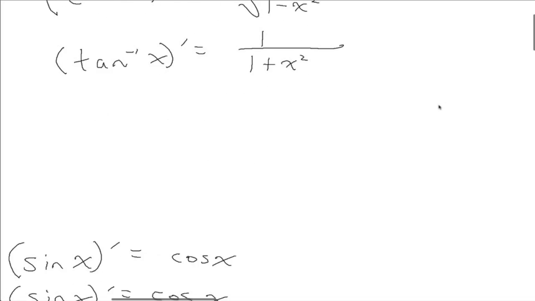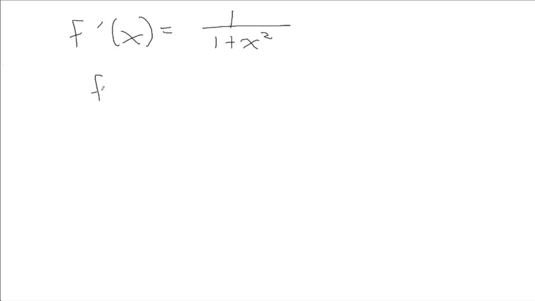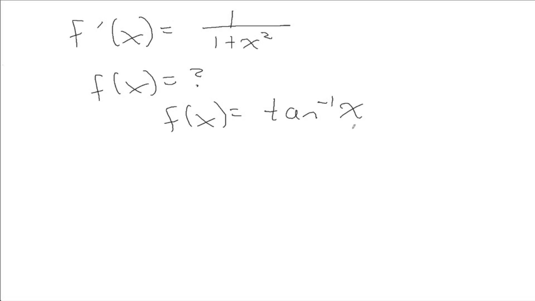Okay. Well, then try this problem. The antiderivative of 1 over 1 plus x squared is inverse tangent x plus c. Plus c. Okay, very good. That's the way to do it.